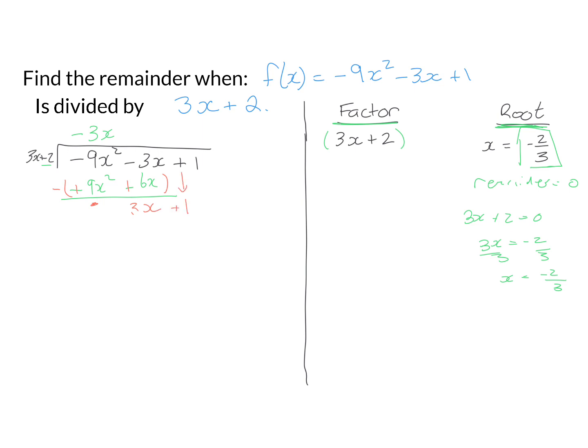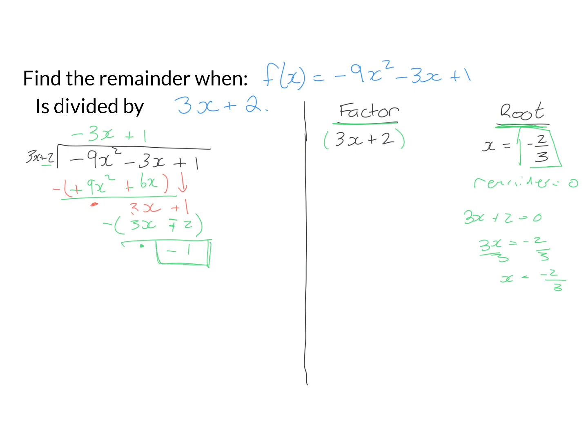Bring down the 1. Now I'm going to say 3x divided by 3x. Be careful with this one. It's not 0, it's a division. So anything divided by itself leaves me with 1. When I multiply, I get 3x plus 2. If I subtract those, I remember that this must change to a subtraction. So that cancels out. 1 minus 2 gives me negative 1.